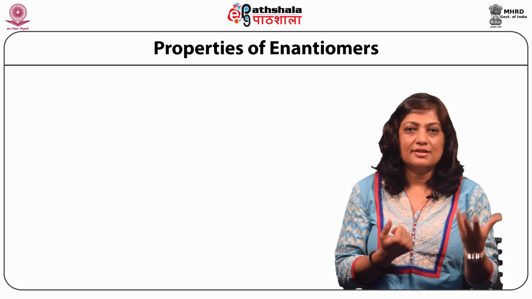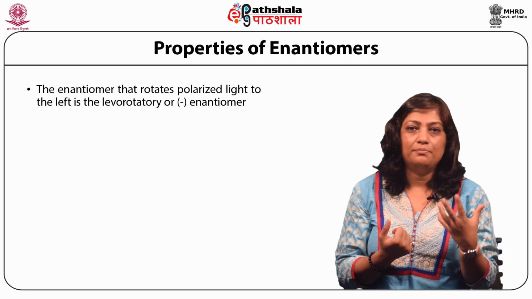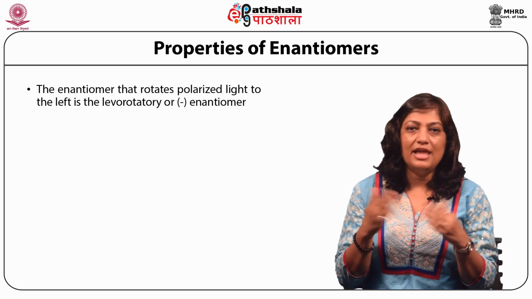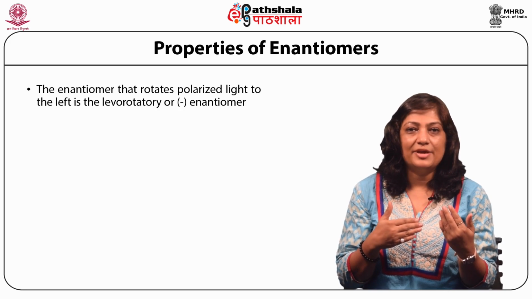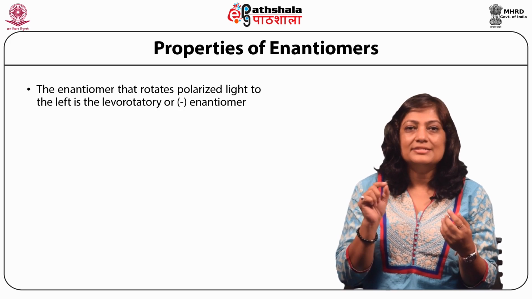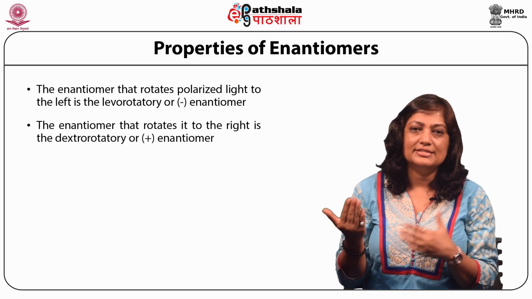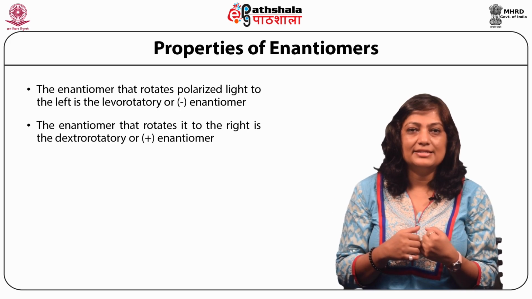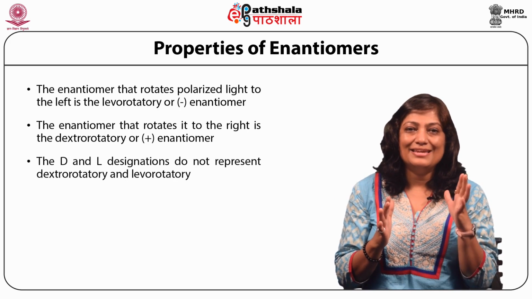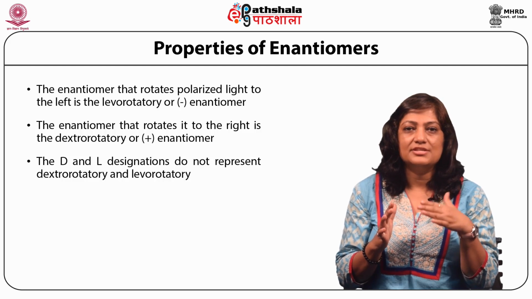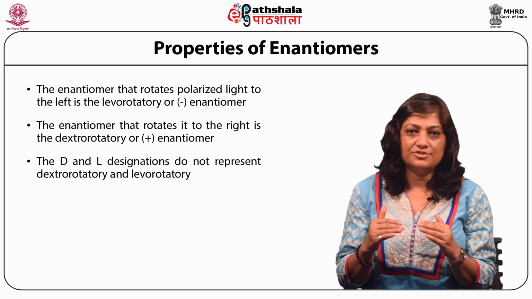As I've described previously, the enantiomer that will rotate polarized light to the left is referred to as levorotatory and is designated with the minus sign. The enantiomer that rotates to the right is dextrorotatory and is designated with the plus sign. So basically the D and the L designations that you have seen before do not represent dextrorotatory and levorotatory.